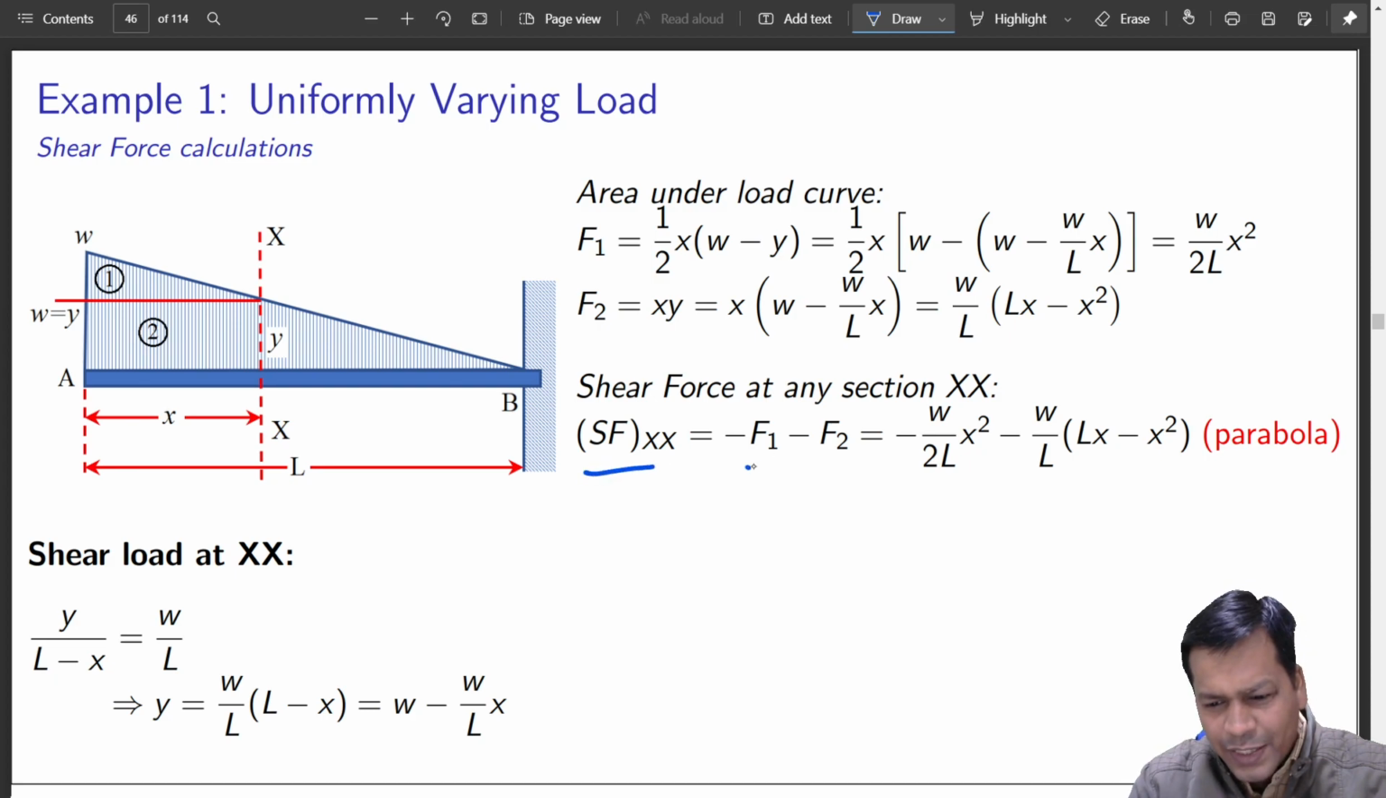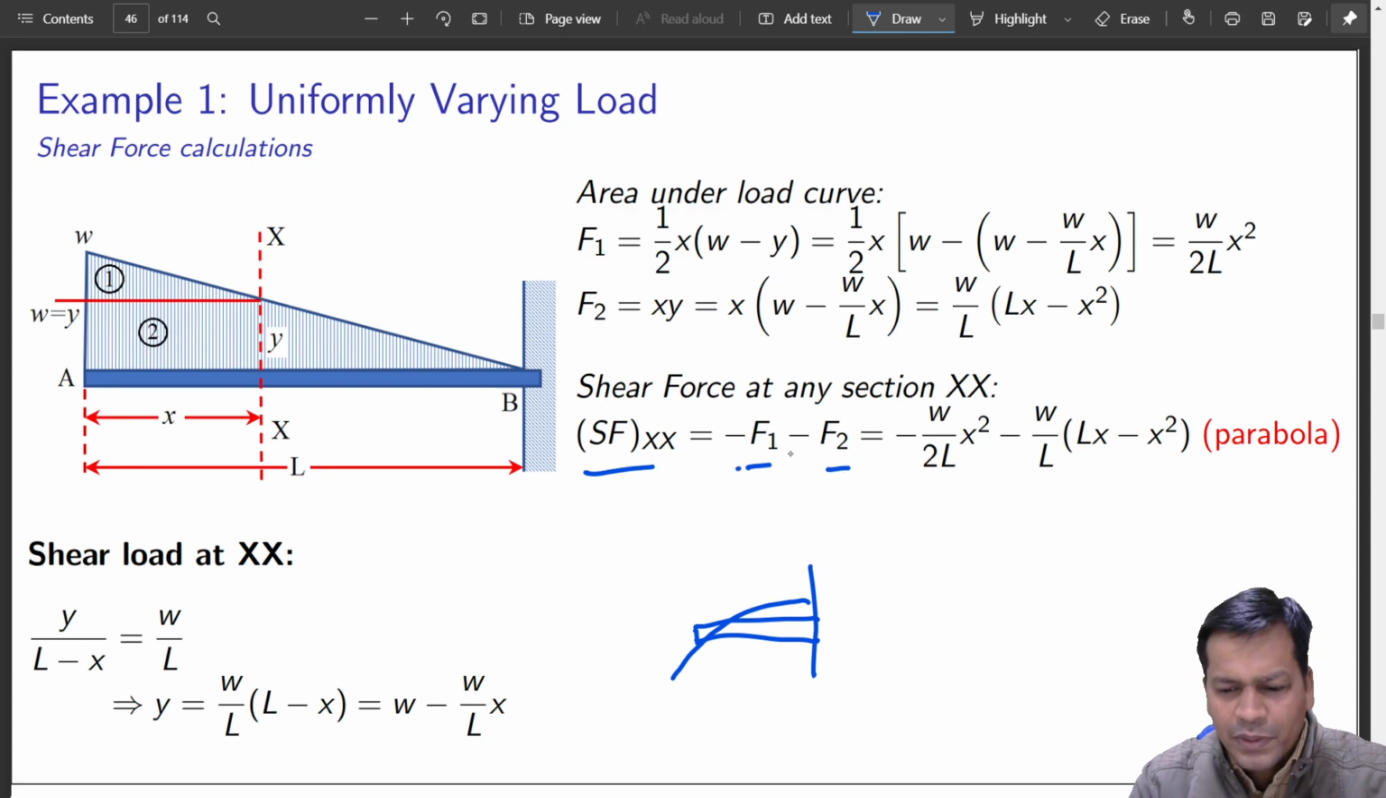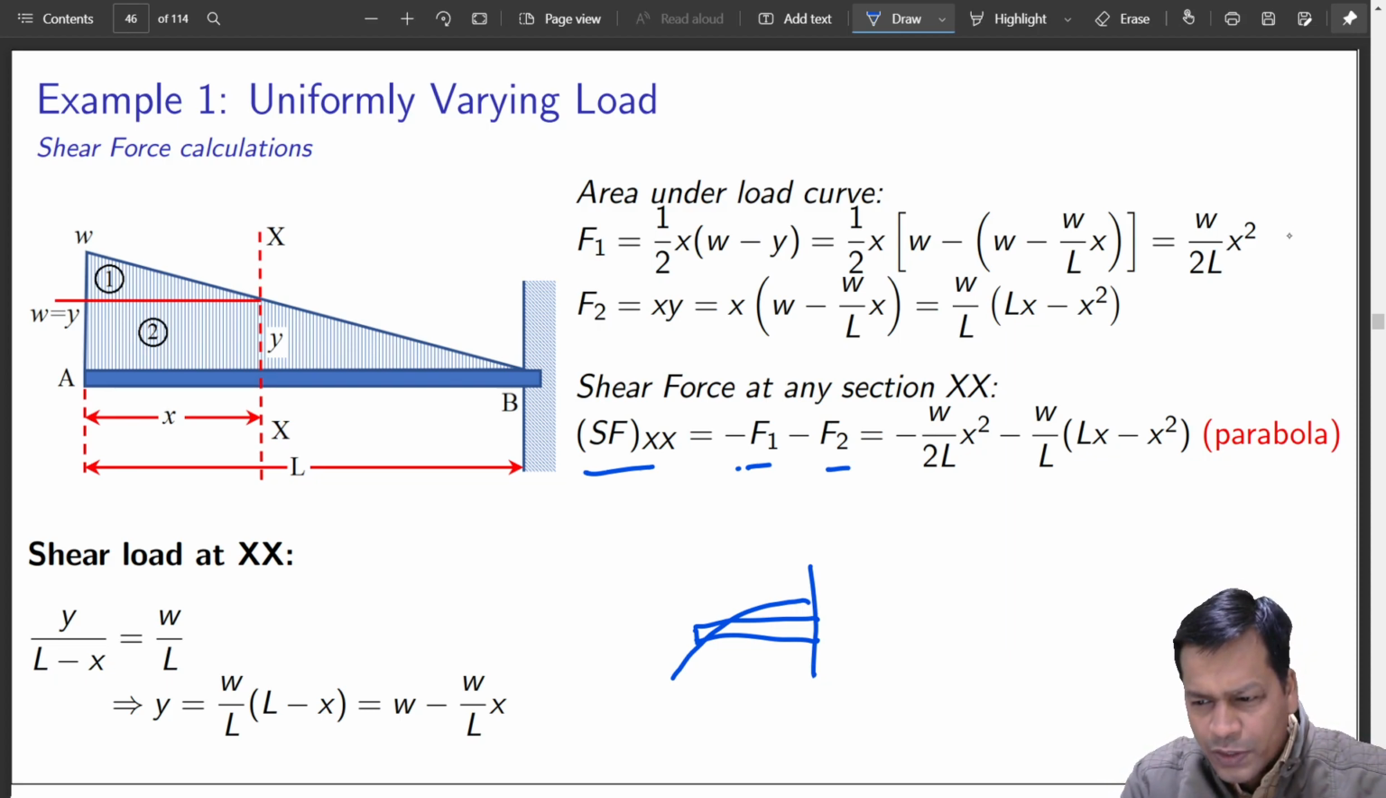And why are these negative signs again? These loads which are on this side are trying to make it something like this, so it is a negative sign. Both of them are with a negative sign. Hope you remember your earlier sign convention, and now you will simply sum up these two.